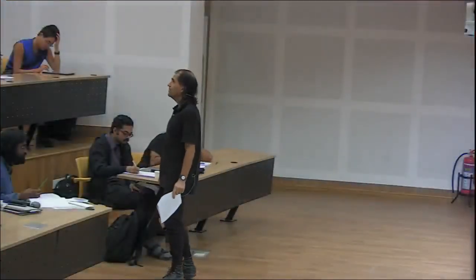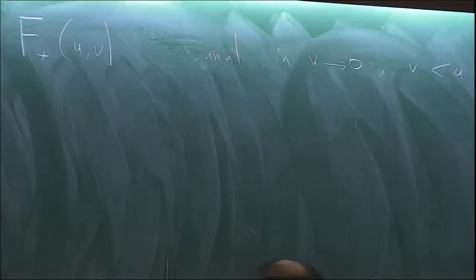Okay, I won't write it down, but it's exactly the same thing with the roles of u and v interchanged. And now we do exactly the same thing. We take f plus minus f minus. Okay, f plus minus f minus satisfies the homogeneous equation, and we match the two solutions and their derivatives at u equals v. Okay? And that allows us to determine what the coefficients are.